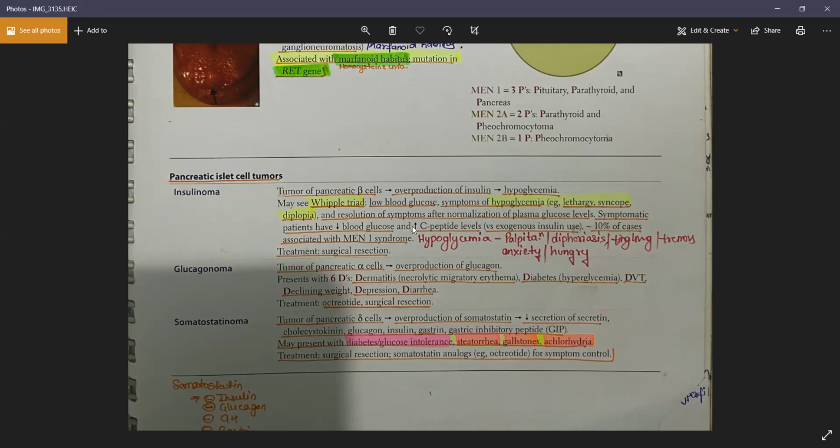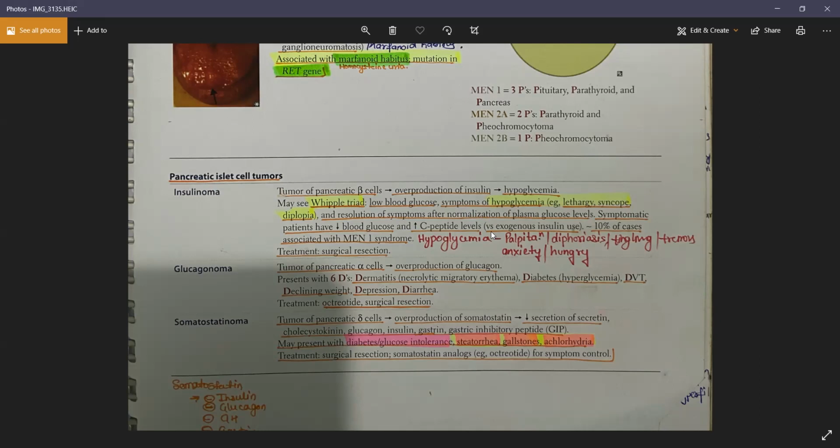The patient is having hypoglycemia. What would be the next thing you will check in the patient? That would be the C-peptide level, to make sure whether it is exogenous insulin use or endogenous insulin use, because sometimes you have malingering patients. So for the malingering ones, you need to check the C-peptide levels. Okay, any doubt on the insulinoma?